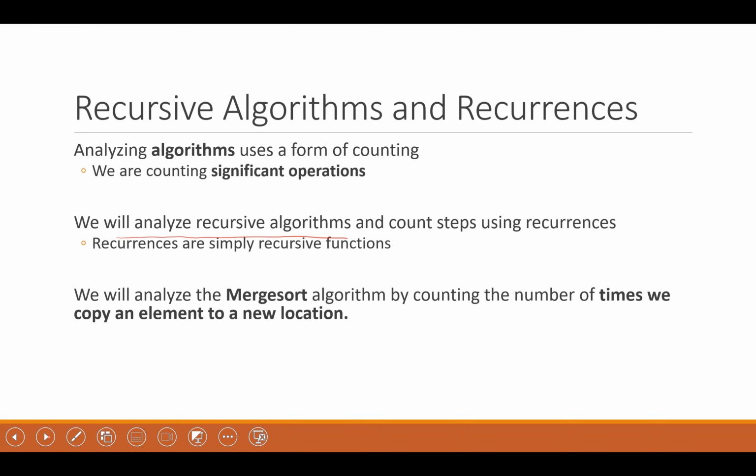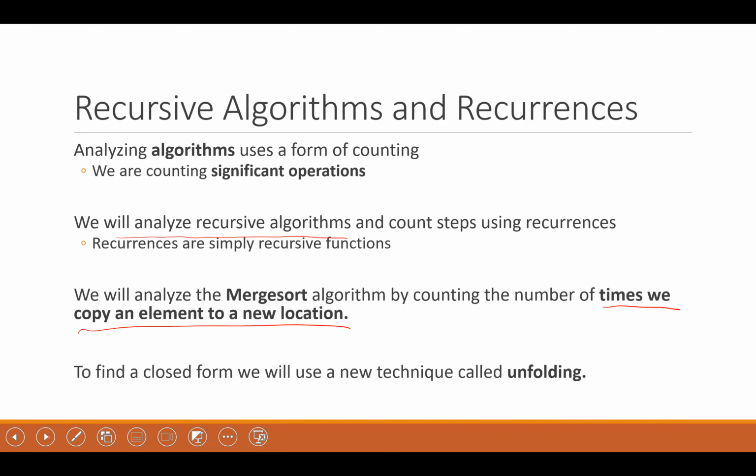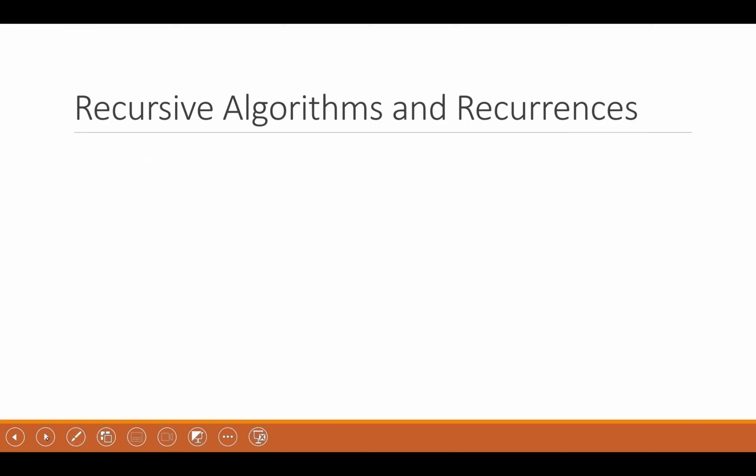Okay. So when we analyze Mergesort, our significant operation will be the number of times we copy an element to a new location. Mergesort can be written as an in-place algorithm, I guess, but regardless, we're going to present a version that's easier to analyze, where we copy things a bunch of times. And we're going to use a new technique called unfolding to find our closed form.